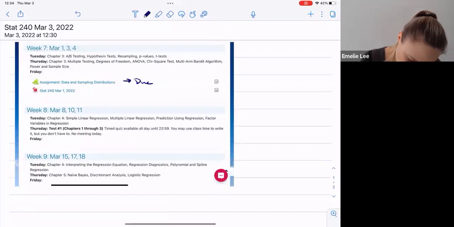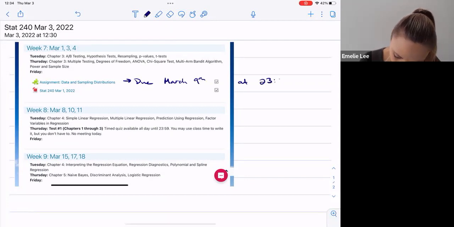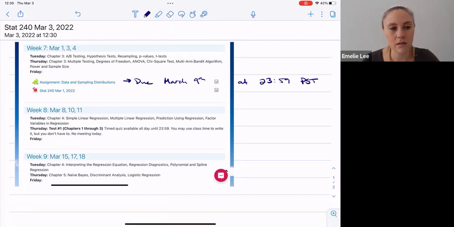This is due March 9th at 11:59 PST. And also just notice that there's no meeting on the Thursday, you can use that time to write the test if you want to.